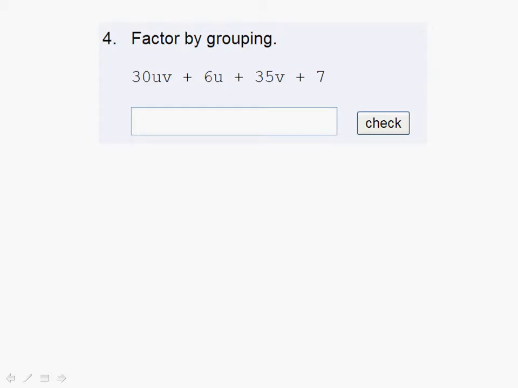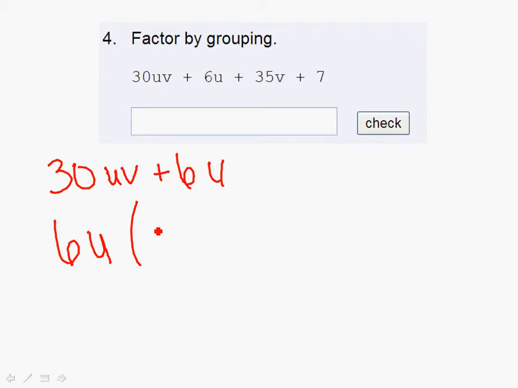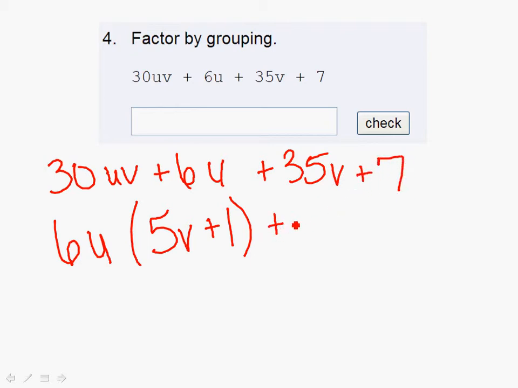Factor by grouping 30uv plus 6u plus 35v plus 7. 30uv plus 6u, the greatest common factor is 6u. When I divide 6u into 30uv, I have 5v. Divide 6u into 6u, that's 1. 35v plus 7 is my other group. The greatest common factor is 7. Divide 7 into each term, I have 5v plus 1.